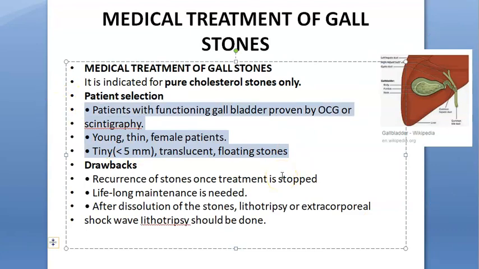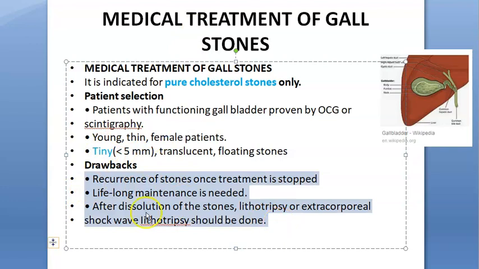The stone should be small, the person should be thin also, right? And they should have a functioning gallbladder, and it should be pure cholesterol stone only. Okay. Then tiny pure cholesterol stones, if they are there, very good. Drawbacks: recurrence can occur, and lifelong you have to maintain.